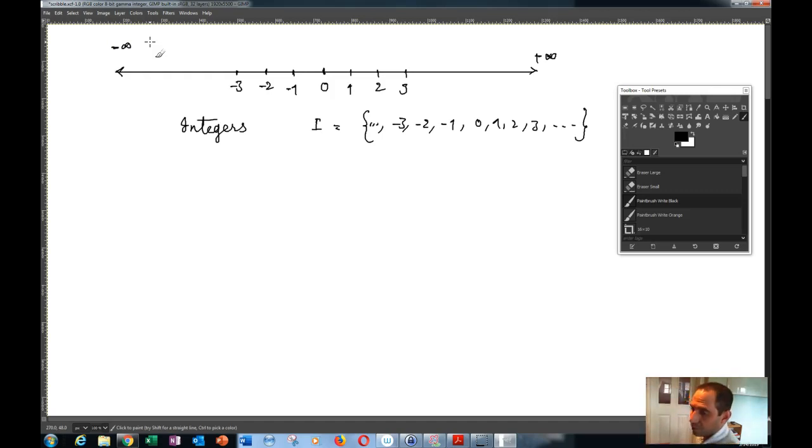Now, once you get to the set of rational numbers, the set of rational numbers would be, as we said, P by Q, where P and Q are integers, and Q is not equal to 0. So rational numbers would be some number like, for example, 1 by 2.